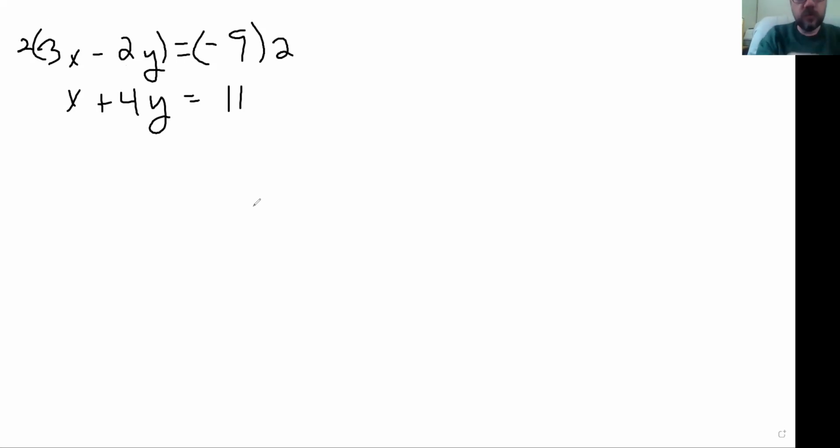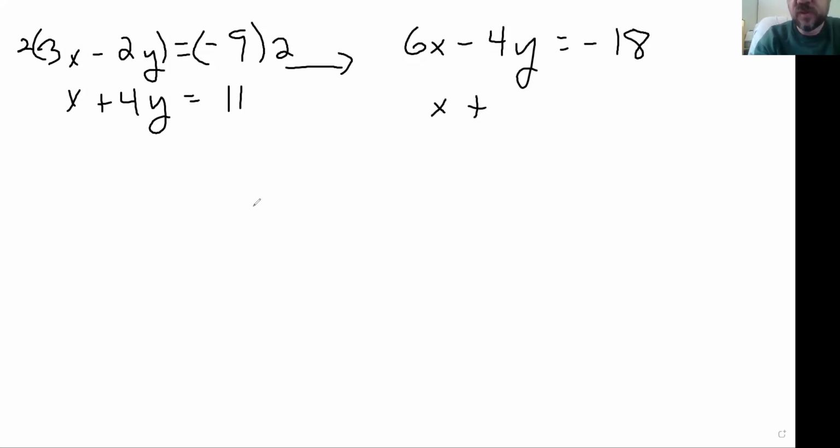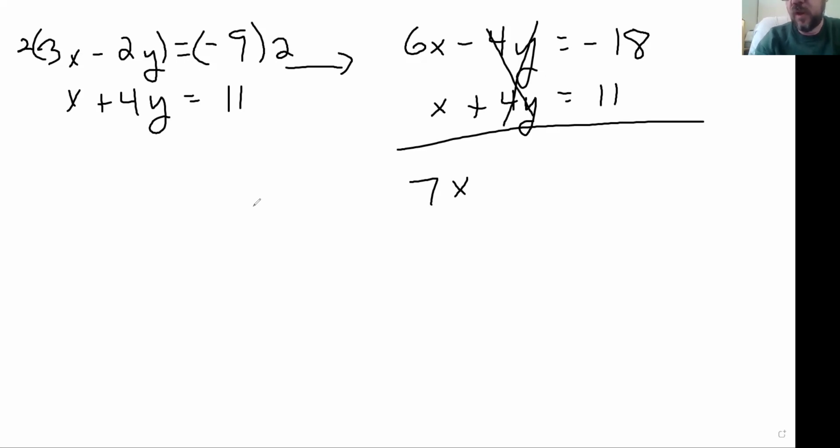So I'm gonna rewrite this whole system here. This whole system now looks like this: 6x minus 4y equals -18. And the bottom equation I didn't do anything to: x plus 4y equals 11. And now when I add them together, I end up with 7x. The 4y's cancel, and this equals -7. Aha! That's easy to solve. This is my goal. This is what I'm trying to get, some equation with just one variable that I can easily solve for. So I divide by 7, and we get x equals -1.